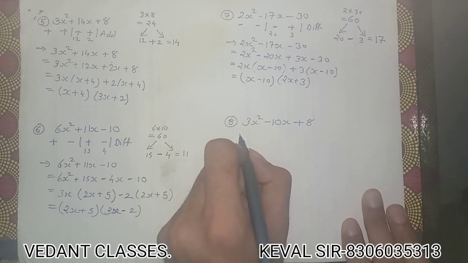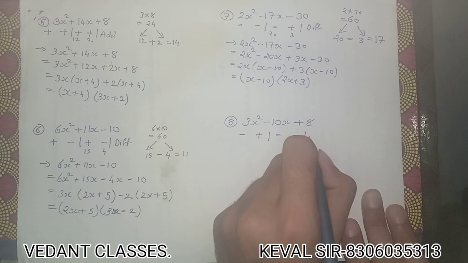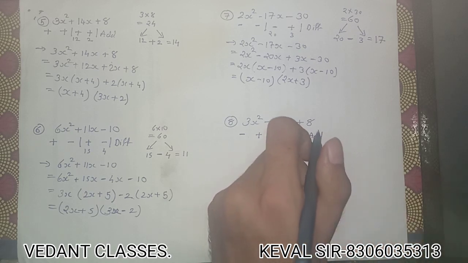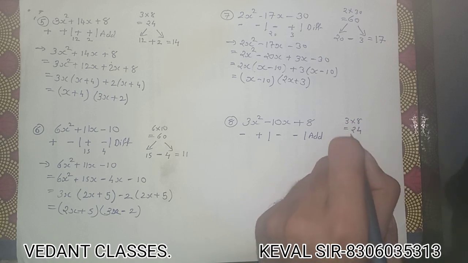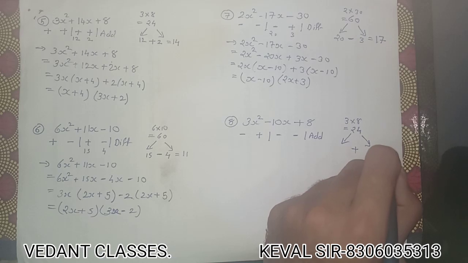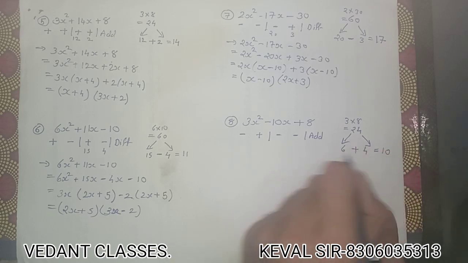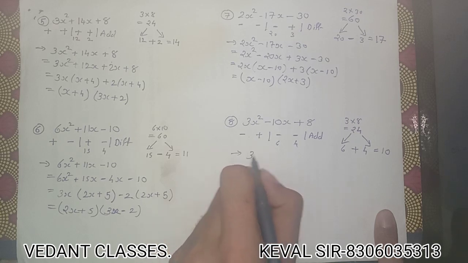Okay, now let's solve the 8th one. So in the 8th one it is given minus plus. So minus plus, it will be minus minus and the process will follow addition. So here also 3 into 8, so this will be 24. So split 24 into 2 such parts whose addition will be equal to 10. So this will be 6 and 4. So 6 will be minus, 4 will be minus. So let's solve this one.